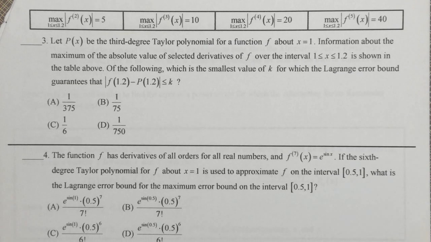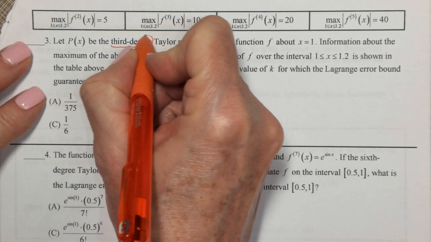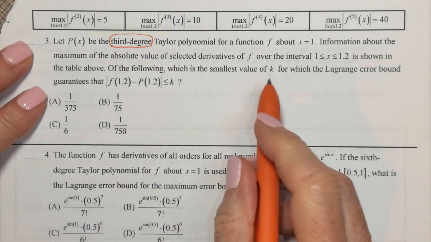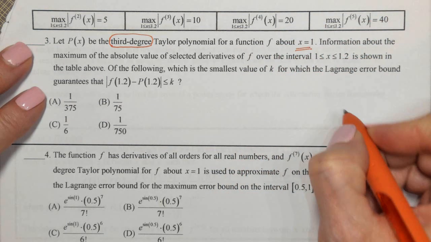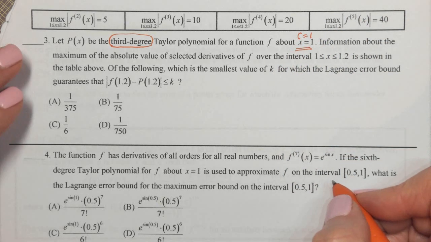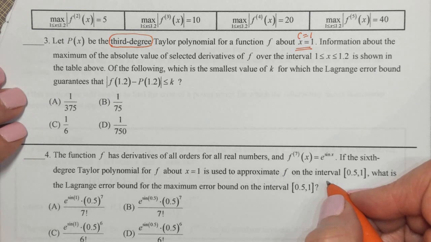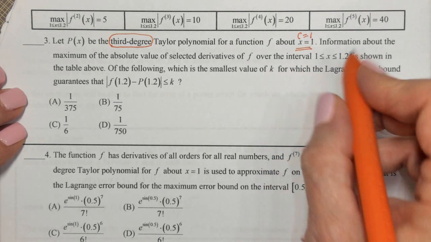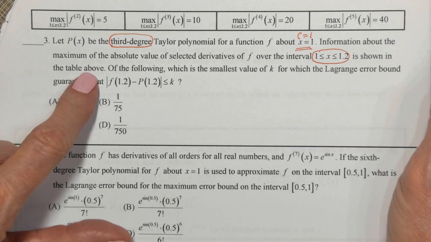Here's another way I've seen. I got these on AP Classroom. Let P of x be the third degree Taylor polynomial for a function f about x equals 1. There's our c value. Okay. Information about the maximum of the absolute value of selected derivatives of f over the interval from 1 to 1.2 is shown in the table above.